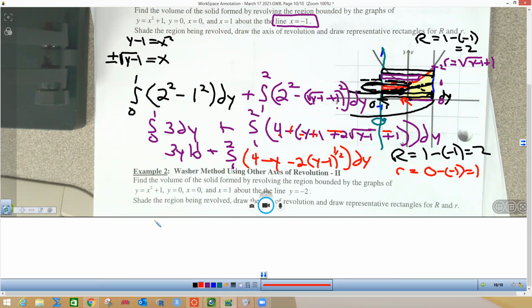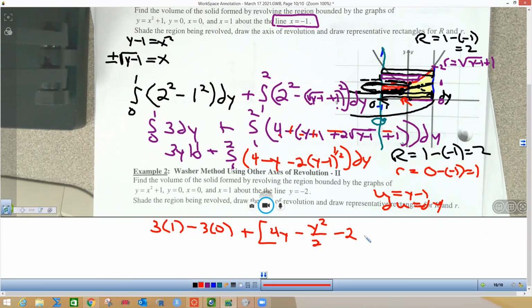So over here I'm going to have 3 times 1 minus 3 times 0 plus, and then over here I'm going to start integrating. So the integral of 4 is 4y. The integral of y is y squared over 2. And I got this coefficient of minus 2. And this part right here, I'm going to need to do u substitution. So I'm going to let u be y minus 1. du is going to be dy.